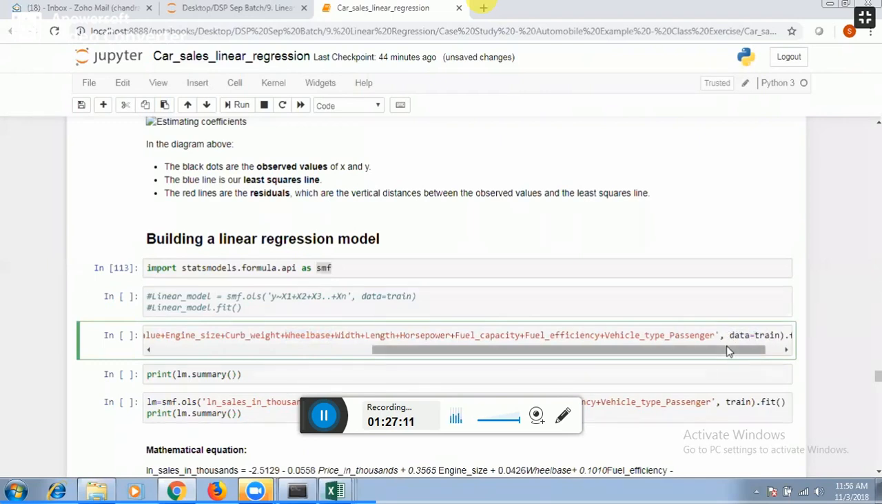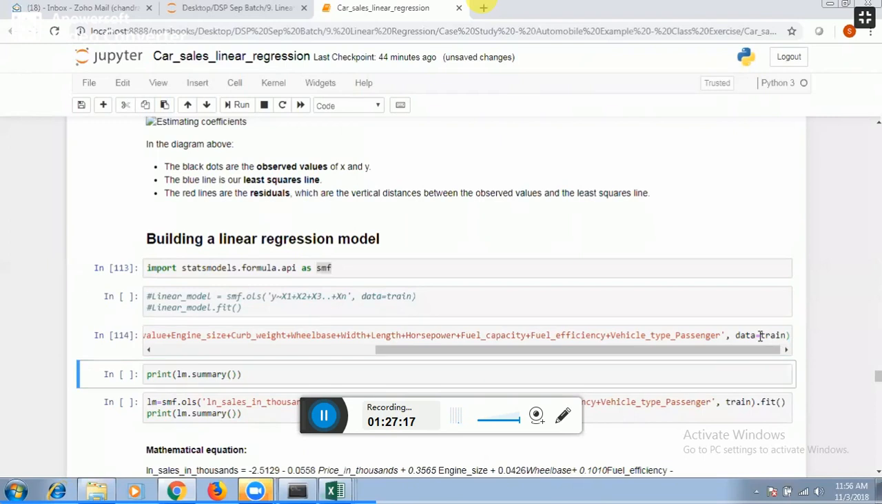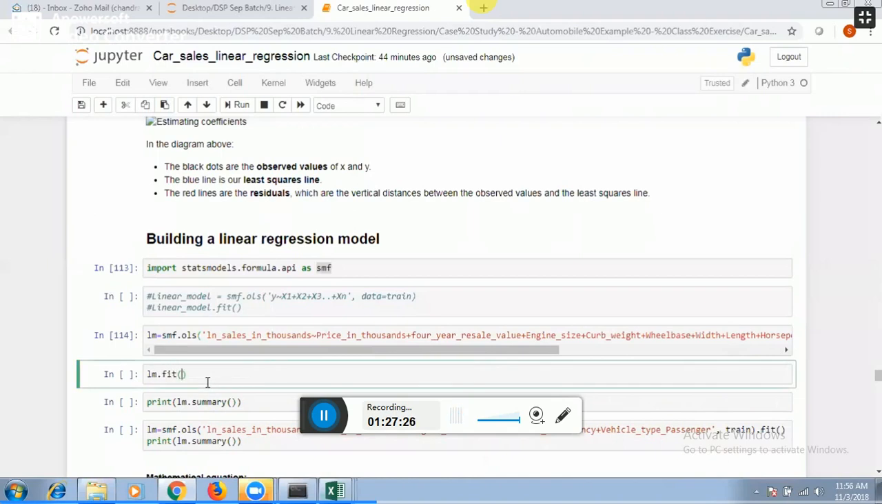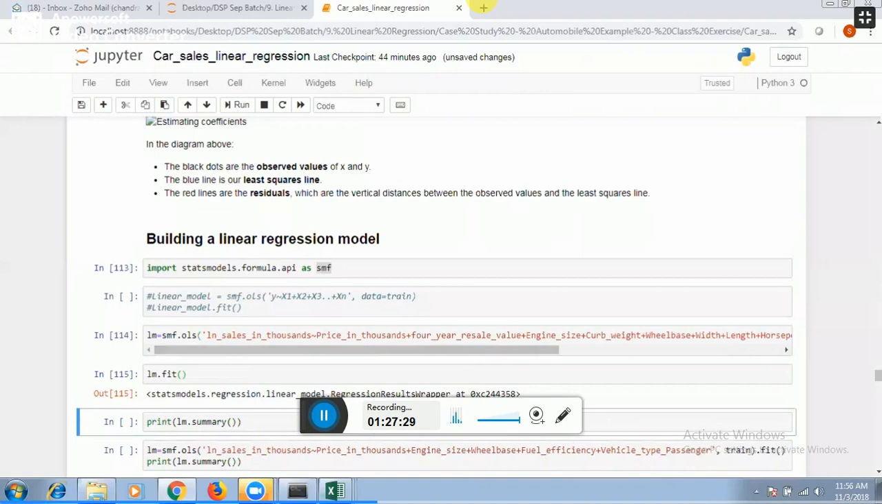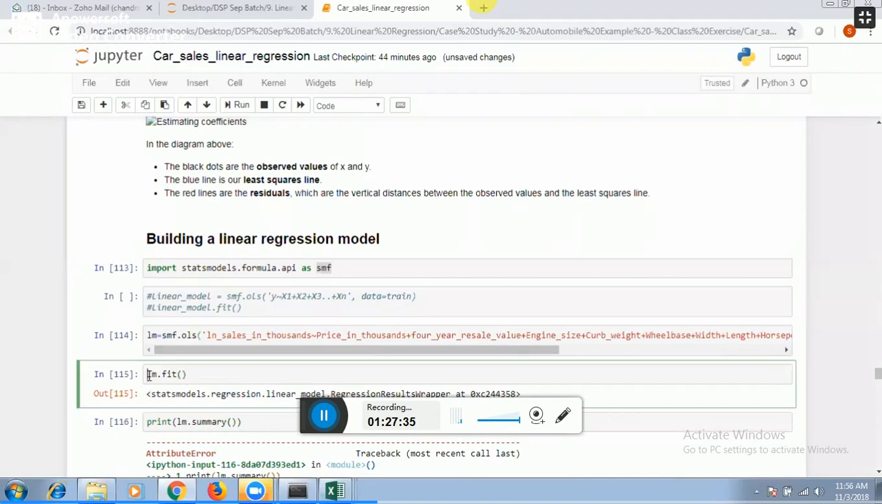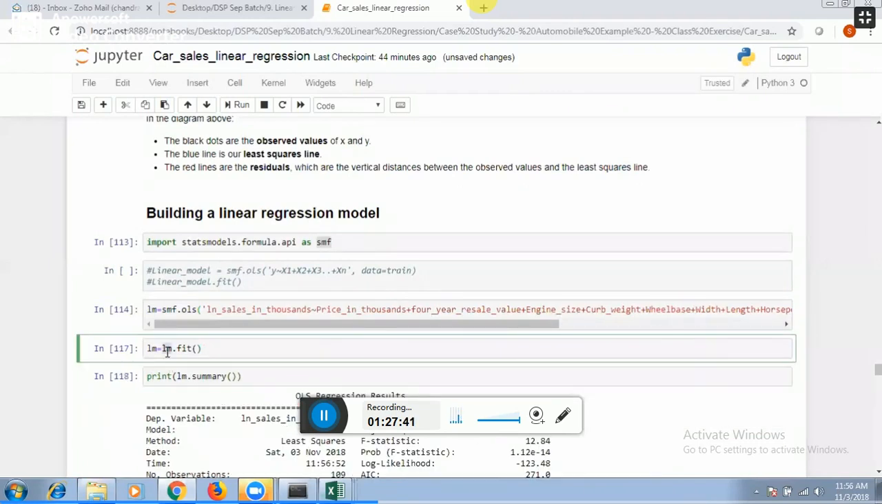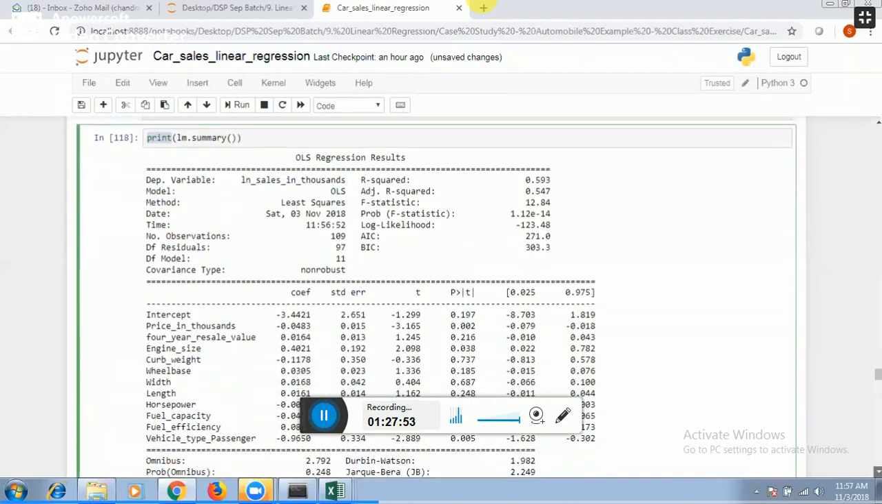And of course, if you want to fit it directly here itself, you can do that. Otherwise, you can just assign this to a name, and the name I gave for that is LM. Next, what you need to do is LM dot fit. Once you do the LM dot fit, that means the model is built. Now you want to see the summary of this, so you print the output of this LM model. So if you print this output, you can see what my output looks like.